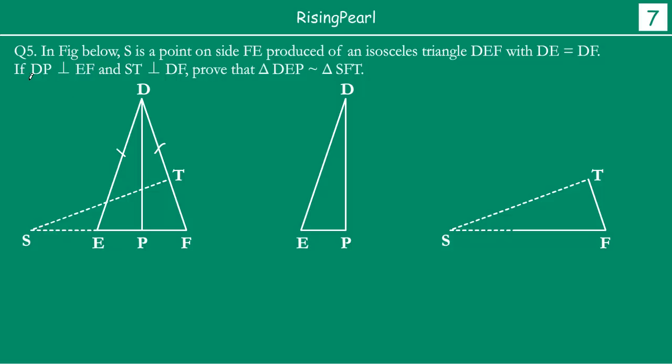So the other thing which is given is DP is perpendicular to EF, and ST is perpendicular to DF. So you will go to such a distance whereby when you drop a perpendicular from S, ST is perpendicular to DF. So S is such a point.